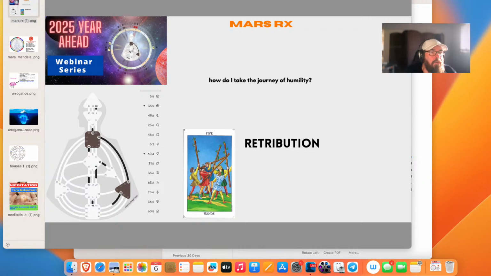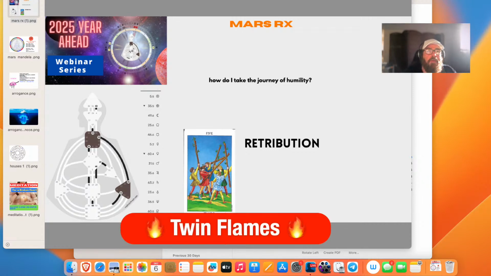Okay, so we're going to go to the human design types here. Actually, let's start with the twin flames. The twin flames, yeah. You have some water.